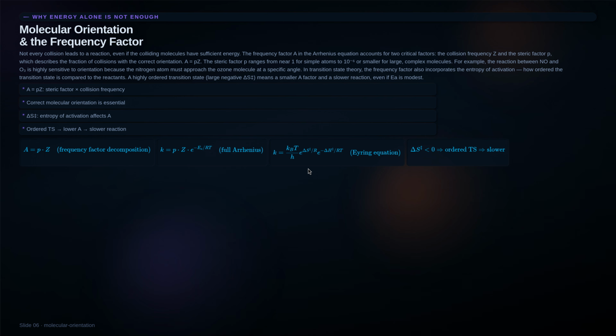A equals P times Z. The steric factor P ranges from near 1 for simple atoms to 10 to the minus 6 or smaller for large complex molecules. For example, the reaction between NO and ozone is highly sensitive to orientation because the nitrogen atom must approach the ozone molecule at a specific angle.